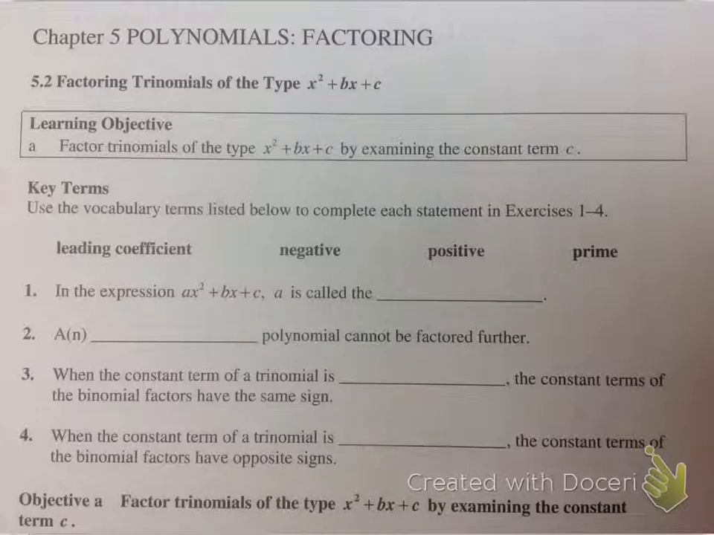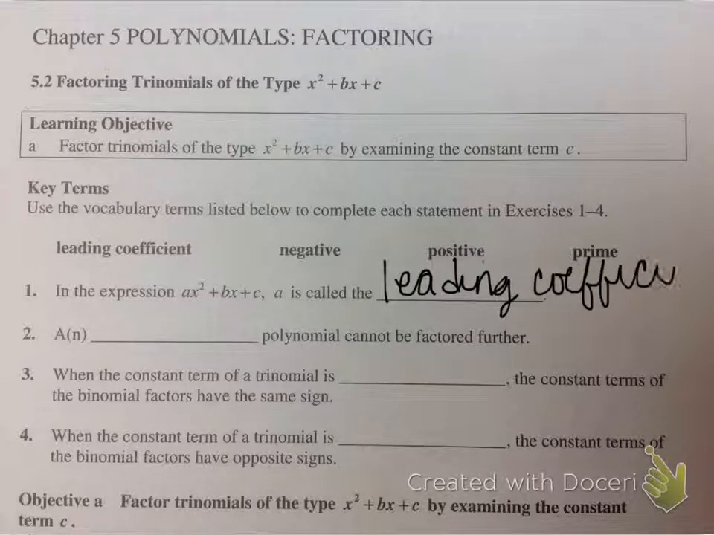The first one: in the expression ax squared plus bx plus c, a is called the leading coefficient. So leading coefficient, and that is just going to be the number part of that term.